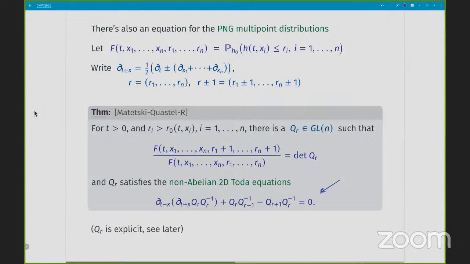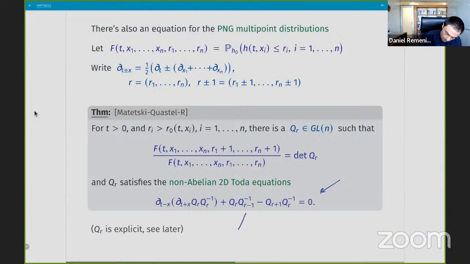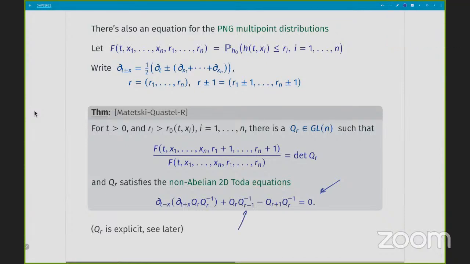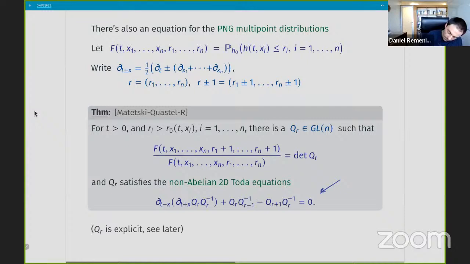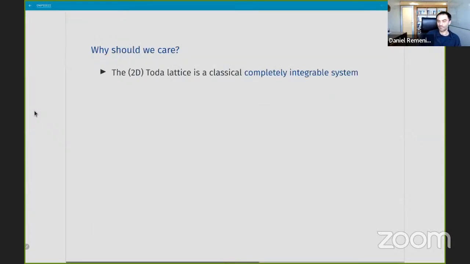Invertible, I'm just saying this is an invertible matrix, and it should be because I'm computing inverses. Okay. Thank you. So this looks like a very complicated equation, and it is, but it's an integrable system. So that's the first thing I'm writing here. So why should we care about this?